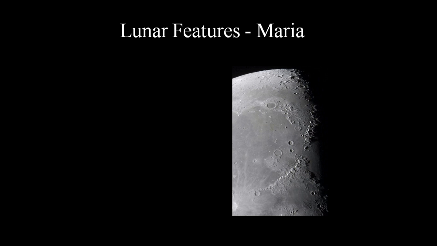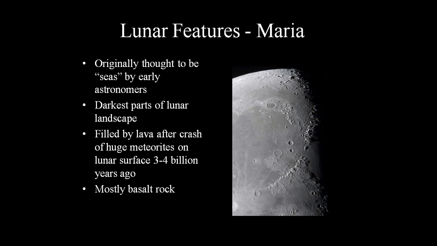Lunar features. Maria. Now, it was originally thought to be seas by early astronomers. It's the darkest parts of the lunar landscape. And it's thought that it's filled by lava after crash of huge meteorites on lunar surface that were believed to occur 3 to 4 billion years ago. And it contains mostly basalt rock.